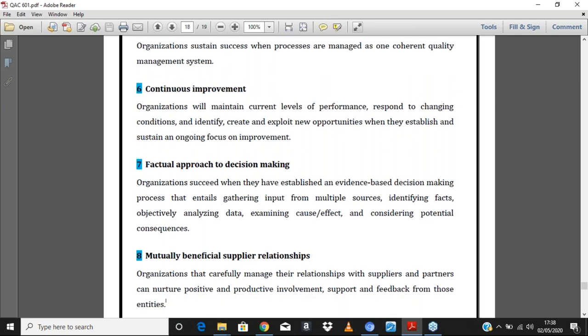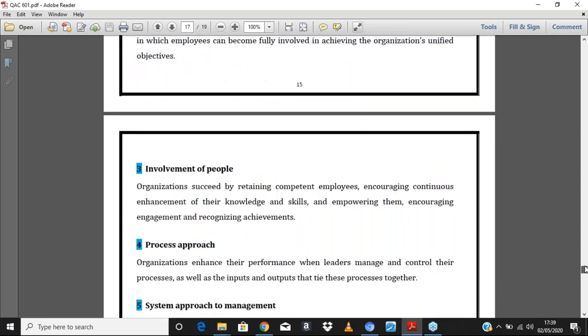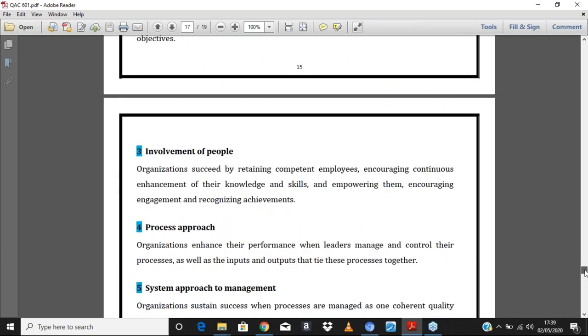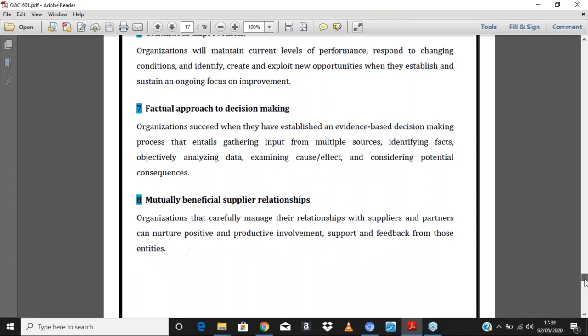Then the last one, which we have talked about, is what is called a mutually beneficial supplier relationship. We said firms must carefully manage their suppliers and their supply partners to nurture positive and productive involvement and support feedback. We discussed this extensively earlier on this afternoon. If your input is poor, it is definitely going to affect what you're putting in, and the output will consequently be affected. So there has to be mutually beneficial supplier relationship. So these 8 points we just looked at are what we call the 8 principles of what? Quality management system: customer focus, leadership, people involvement, process approach, system approach, continuous improvement, factual approach to decision making, and a mutually beneficial supplier relationship.